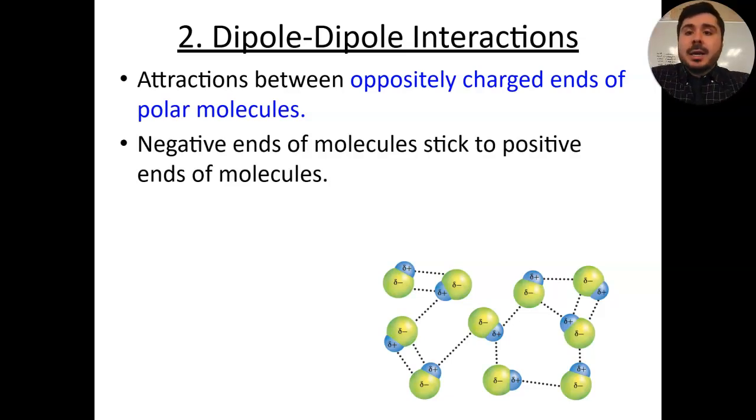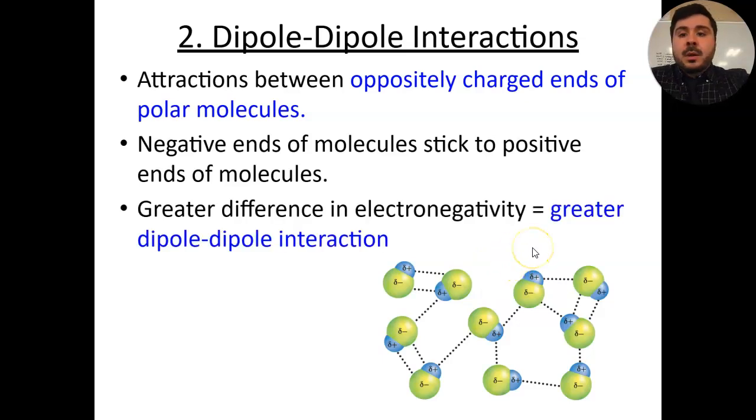Now, the idea with these dipole-dipole interactions is that the negative, quote-unquote, ends of molecules stick toward the more positive ends of other molecules, right? So if you look at all of these dotted lines here in this graphic in the bottom right-hand corner, that's kind of showing you the attraction between a positively charged end and a negatively charged end of different molecules. Again, keyword here being different molecules. Now, the greater the difference in electronegativity, the greater the dipole-dipole interaction.